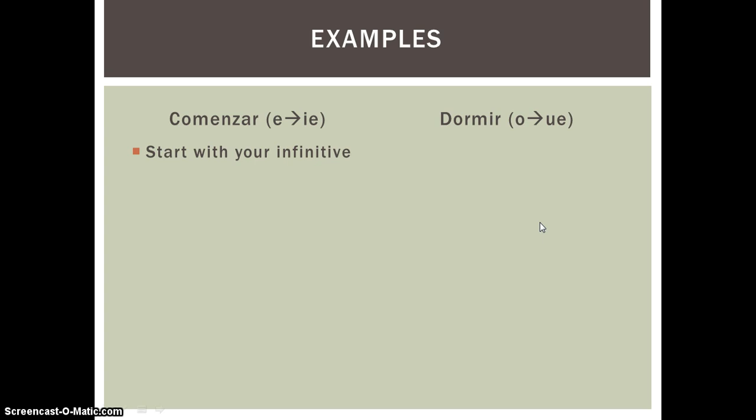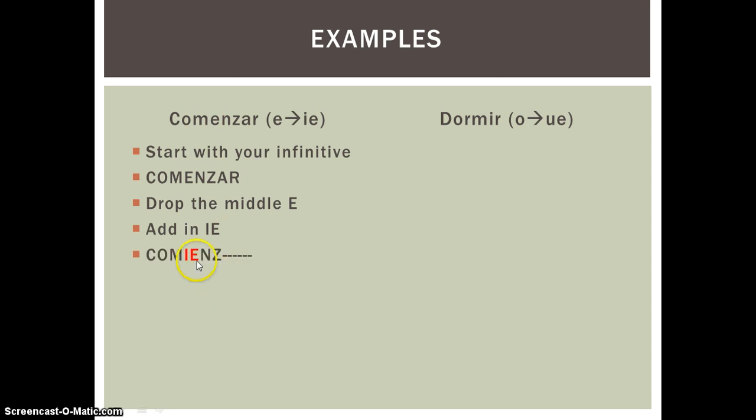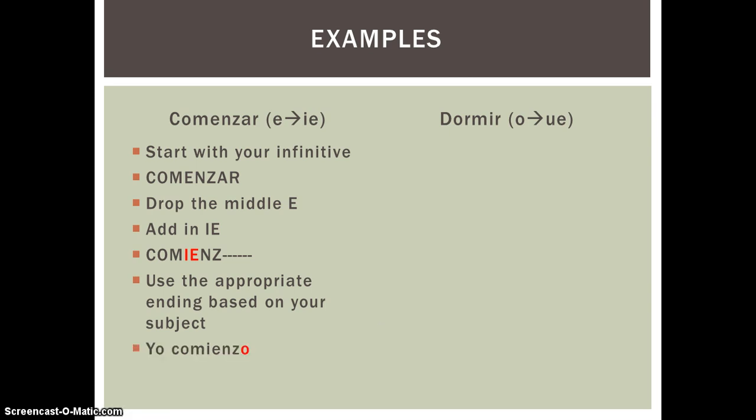So we start with the infinitive, comenzar, and then we're going to drop that middle E and add in IE instead. So it looks like this. We get comienz with our stem. So then what do we do? Well, we use the appropriate ending based on our subject. So we're going to conjugate using the normal AR endings. Those do not change, but it will depend upon our subject. So if we have yo, the ending we know is o, so the full conjugation will be yo comienzo. And the stem change is represented here in the middle.